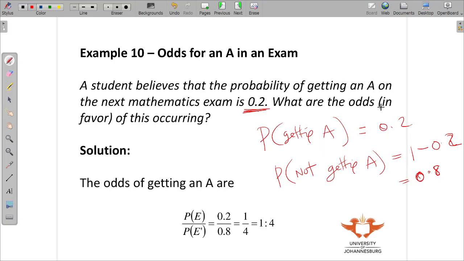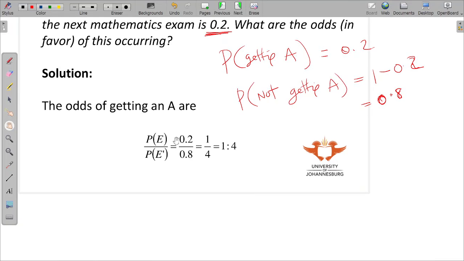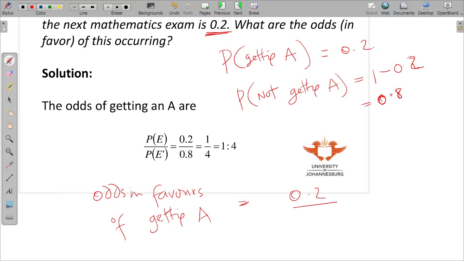So now, what are the odds in favor of getting an A? The odds in favor of getting an A is just the probability of getting an A over the probability of not getting an A, which is 1 over 4.